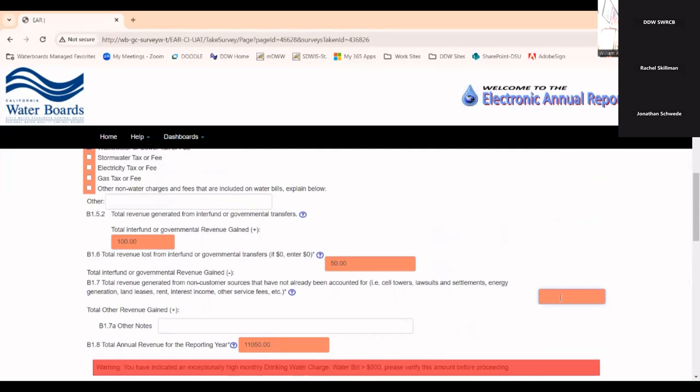And then this B1.7 is just to capture anything else that you generate revenue from your customers that's not related to water rates or late fees. So anything else you want to capture here, and you can give a description as to what this amount is related to. Yeah, like a cell tower.